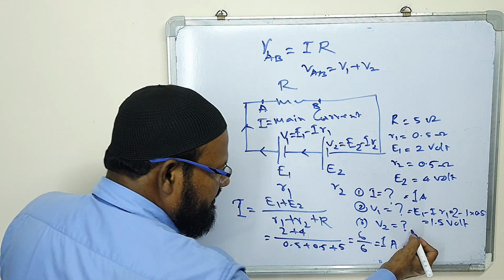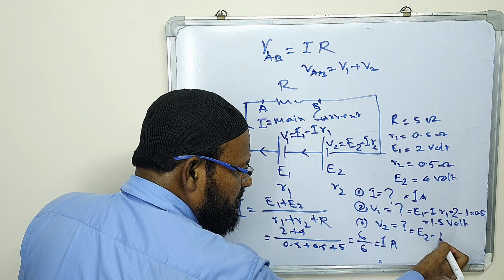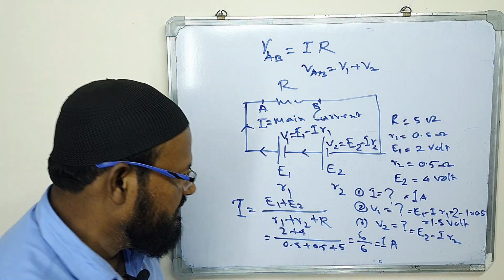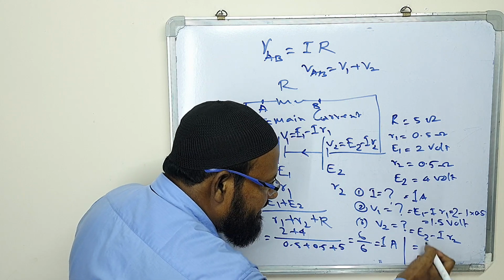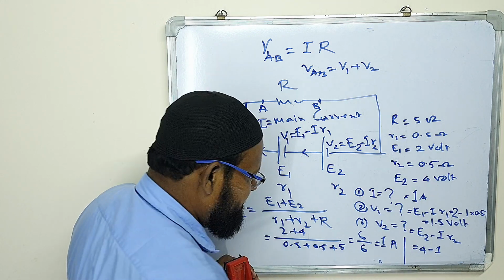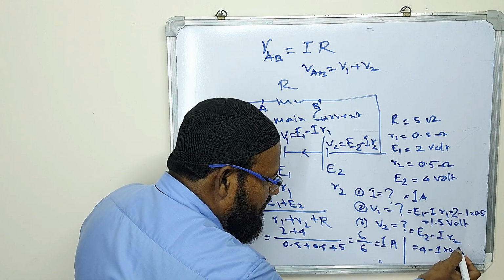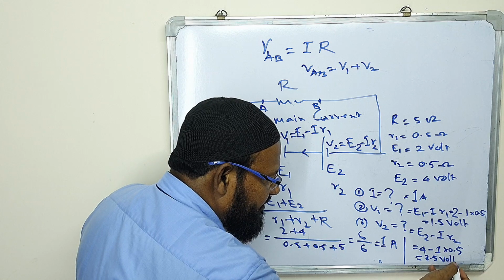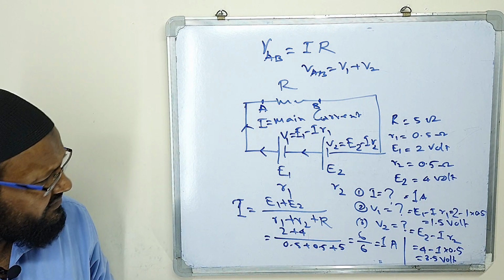What is V2? Sir, V2 is equal to E2 plus I R2. What is E2? E2 is equal to 4 and I is equal to 1, and this is, sir, 0.5. What is this? Sir, this is 3.5 volt. Okay.